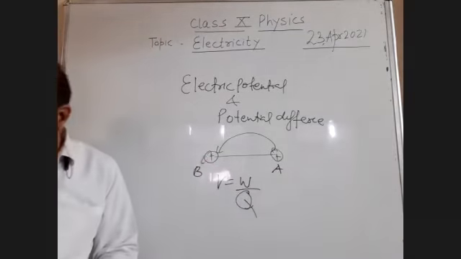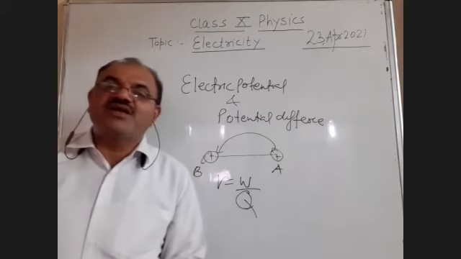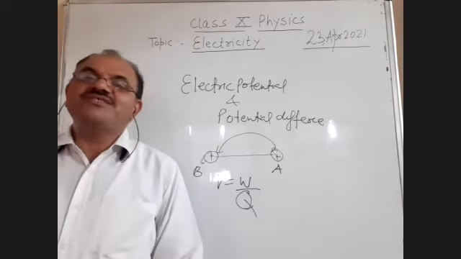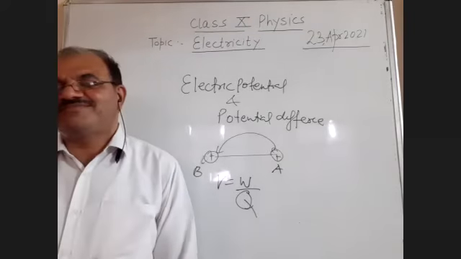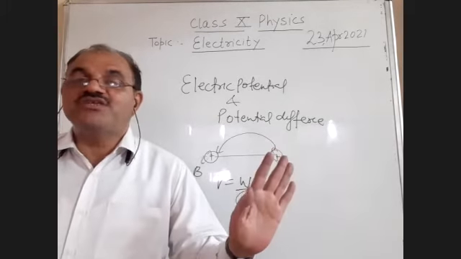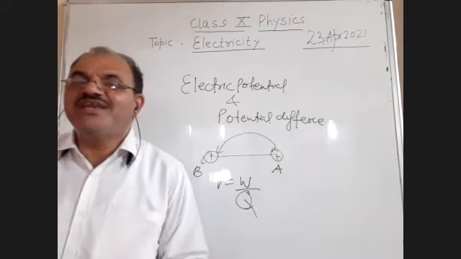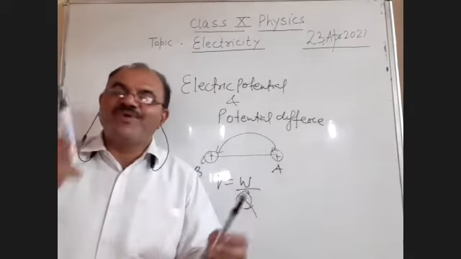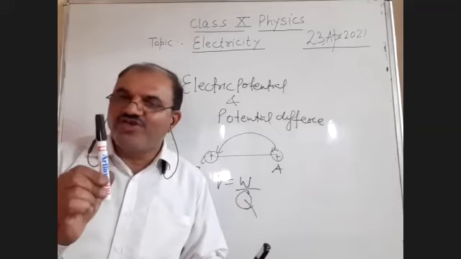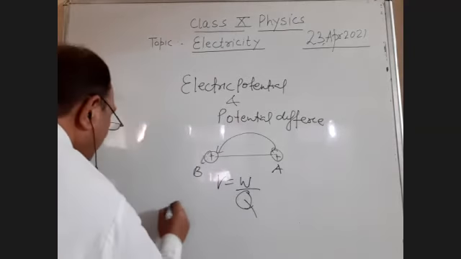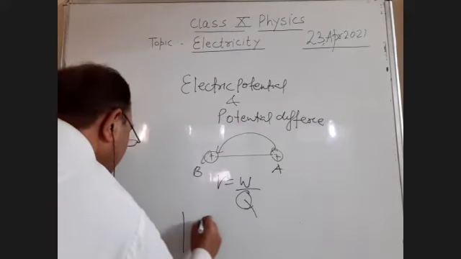Yes, students, the amount of work done in bringing the unit positive charge from one point to another point is called the potential. I have not yet used the word difference. Difference means whenever there is a difference in the potential. For example, here it is 1.5 volt. I'll take the example of the dry cell.